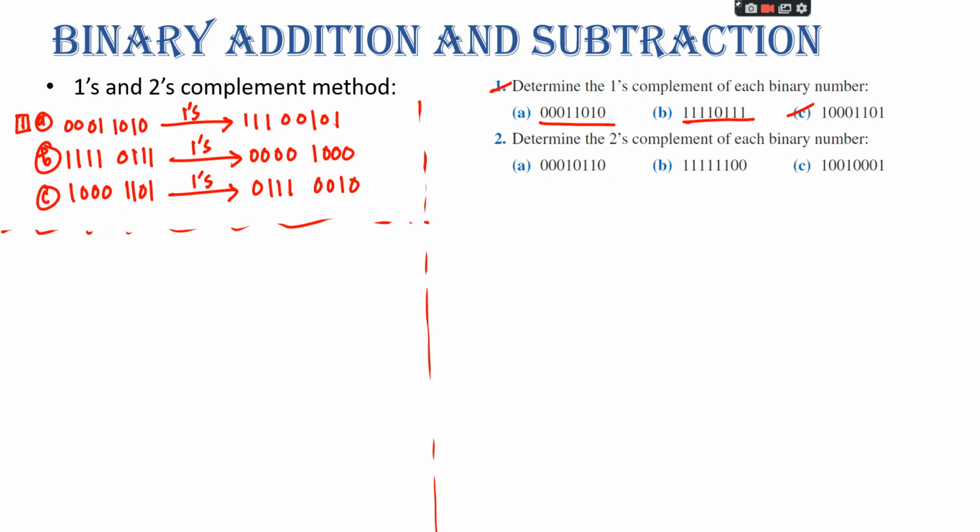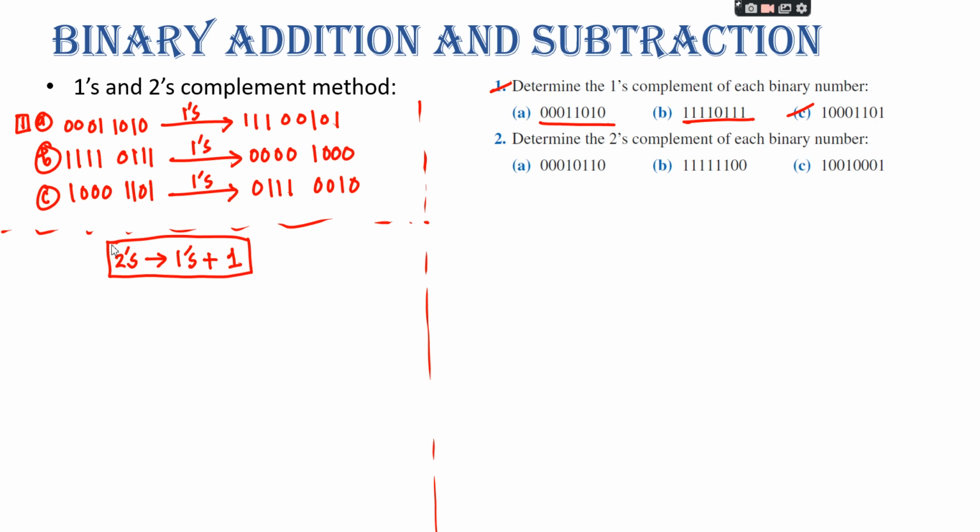So now we'll learn how to get the twos complement of a number. If you want to get the twos complement of a particular number, we have to do the ones complement first, and then we have to add 1 to the ones complement number. You are getting my point, right? Yes, sir.